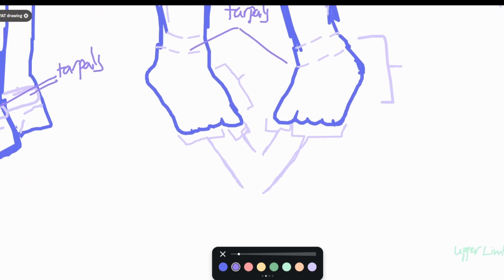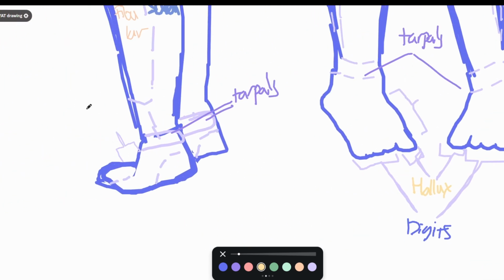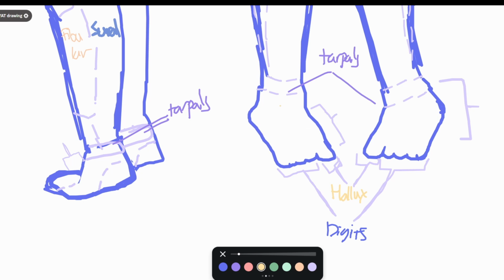So let's put what we know so far. The toes are digits. The actual big toe over here, instead of the pollex, it's called the hallux. And this entire area right here, the upper area of your foot that forms the slope, that's called the dorsum. Let me do that in green. Dorsum, right?